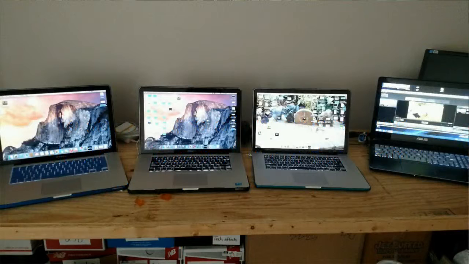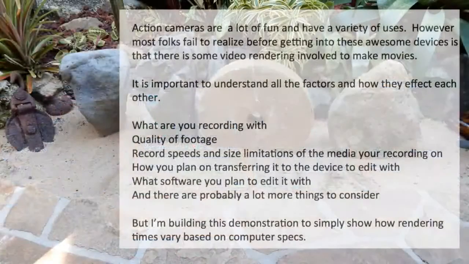The computers we're using today are, starting from left to right: a 2008 MacBook Pro, a 2011 MacBook Pro, a 2013 MacBook Pro, and on the far right there is an Asus 2-in-1, and that's going to be kind of the wild card today.